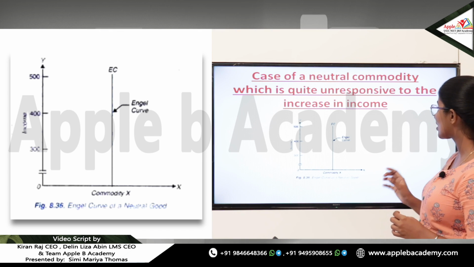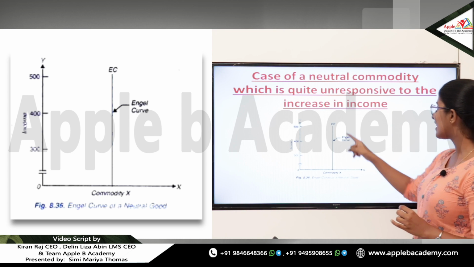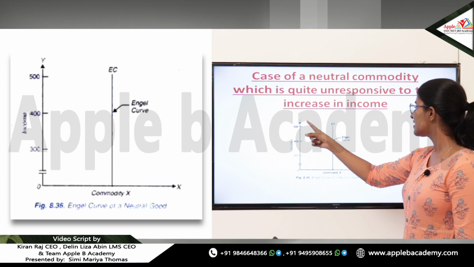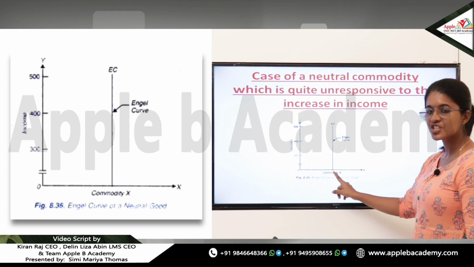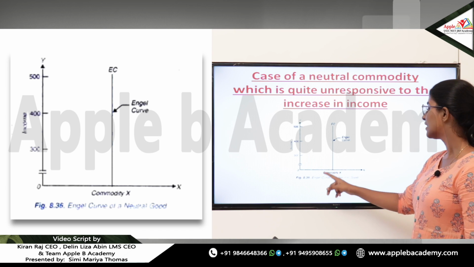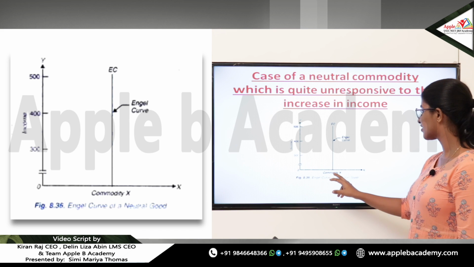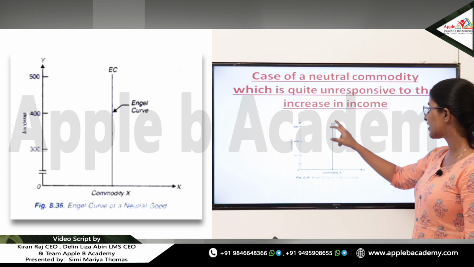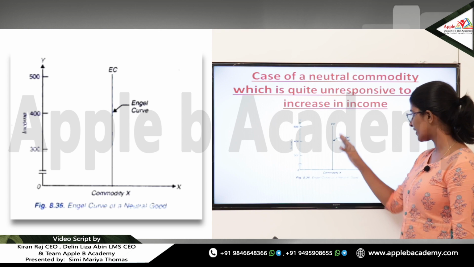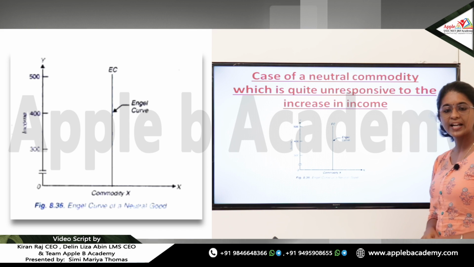In such cases, we can say that such commodities are neutral commodities, and the Engel curve for neutral commodities will be vertical to the x-axis. See, the income is increasing, but the level of consumption is not changing. The consumption of clothing, the consumption of housing, all these still remain the same. So such commodities have a vertical Engel curve. This is the Engel curve for a neutral good.